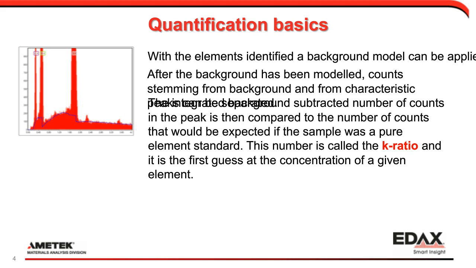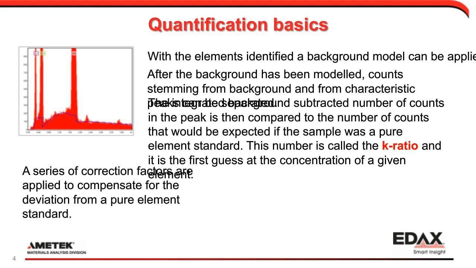We call that number the K ratio. And that's the first guess at the concentration of the given element. So simply comparing the counts in the peak to the counts we would expect if we had a pure element sample in there. The problem is that we very rarely have a pure element sample, so we need to apply some correction factors to compensate for this deviation from a pure element standard. And these correction factors are generally called ZAF. Z is an atomic number factor correction, A is an absorption correction, and F is a fluorescence correction.